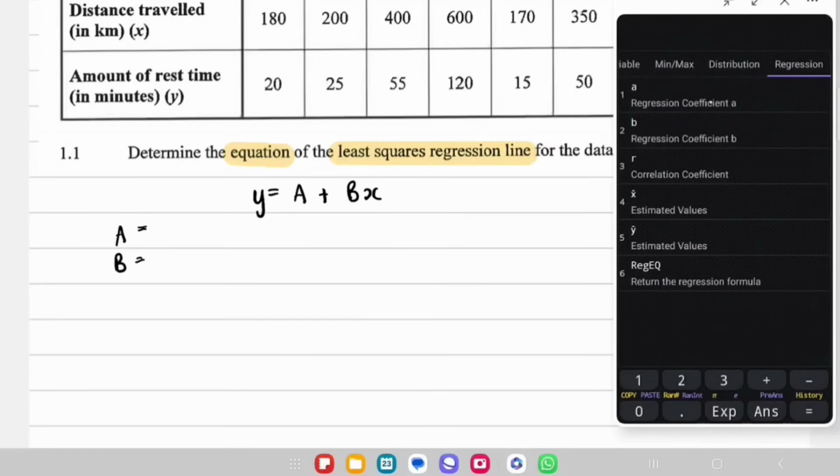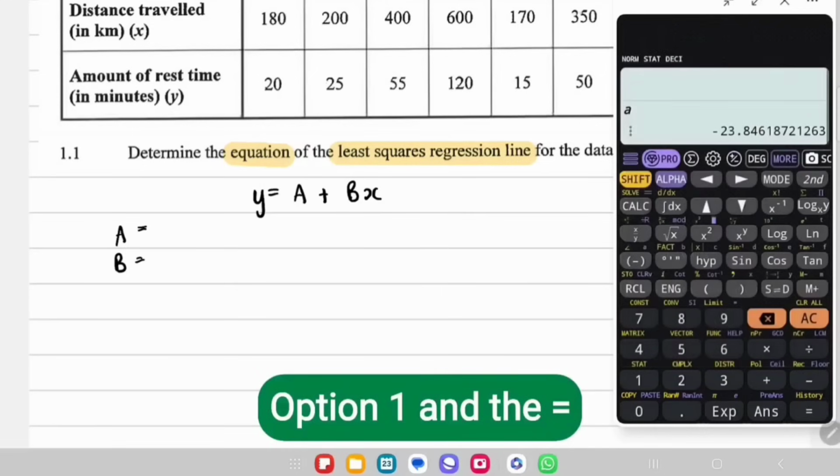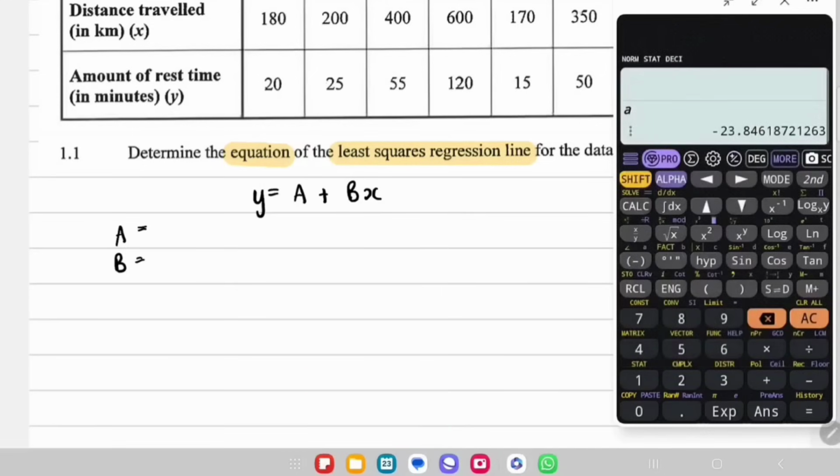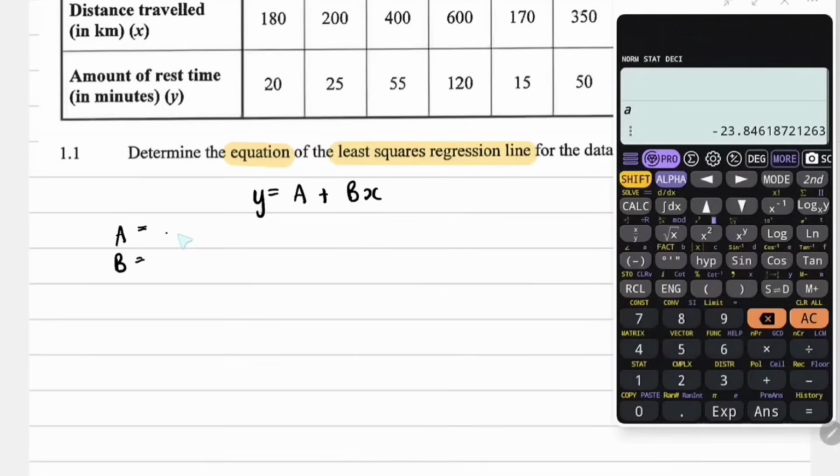Let's go ahead and find out what exactly A is. So you're going to go for A and then you press equal to so that it shows you the value of A. And that is negative 23.85, rounded off to 2 decimal places. And then there we got that.